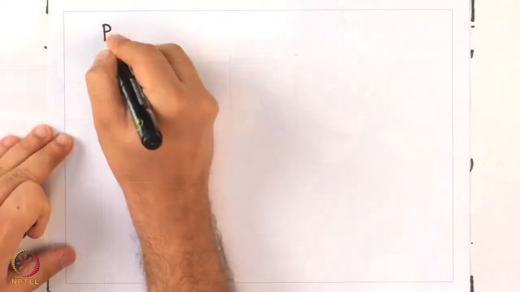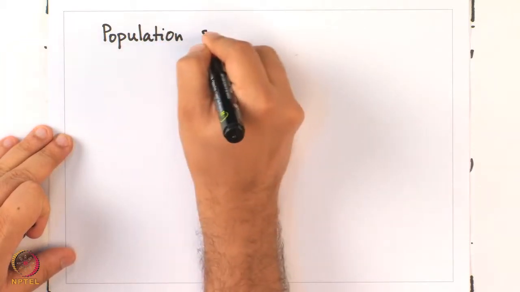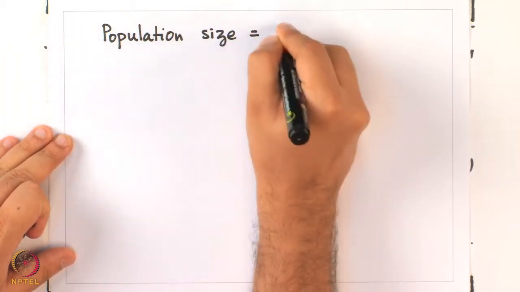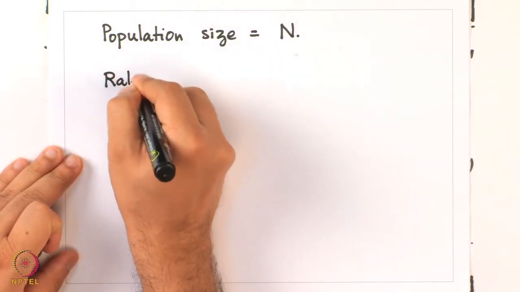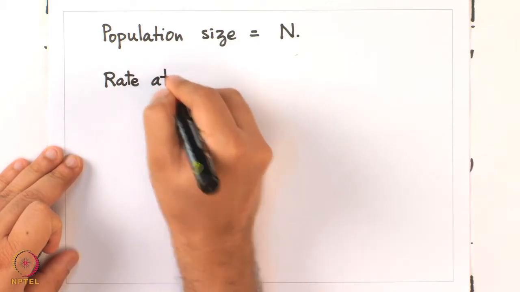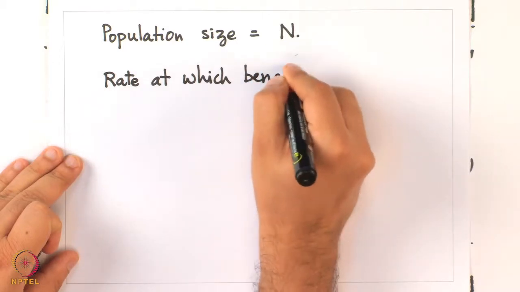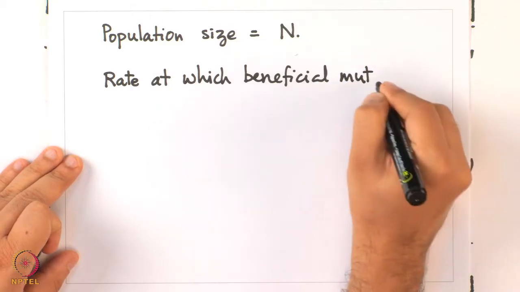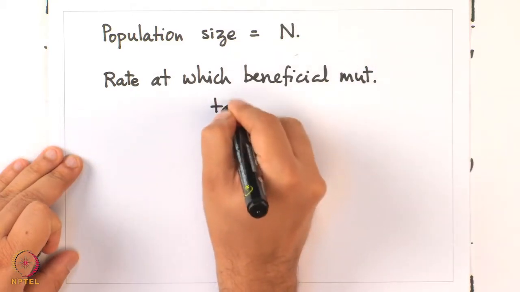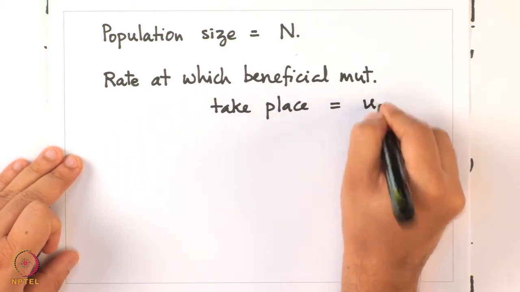So, to define our framework, we will say that the population size in our model, as always, remains fixed and is equal to n. We say that the rate at which beneficial mutations take place is equal to small u.